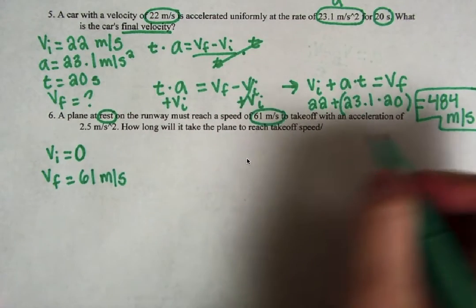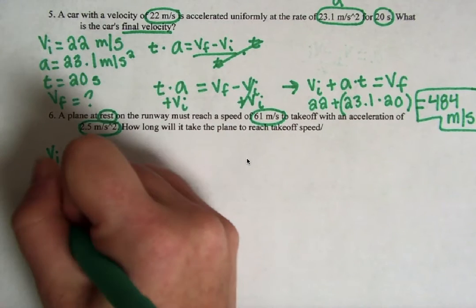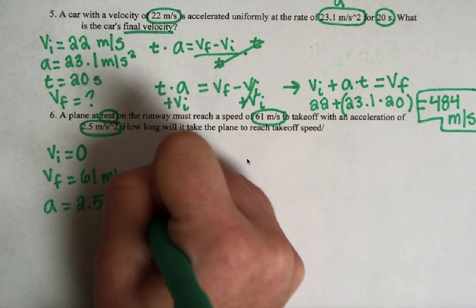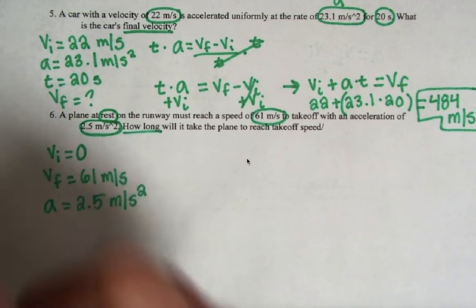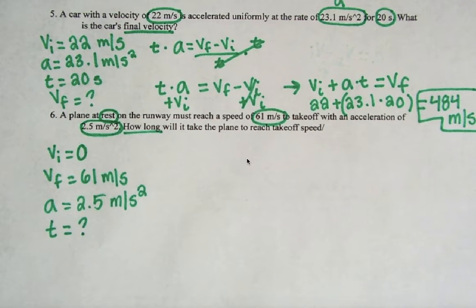And it gives us an acceleration because, again, it's meters per second squared. It tells us its acceleration as well of 2.5 meters per second squared. And we want to know how long it will take to reach the takeoff speed. And anytime it asks for how long something will take, we're looking for a type of time. So now we've identified all the givens and what we're looking for.